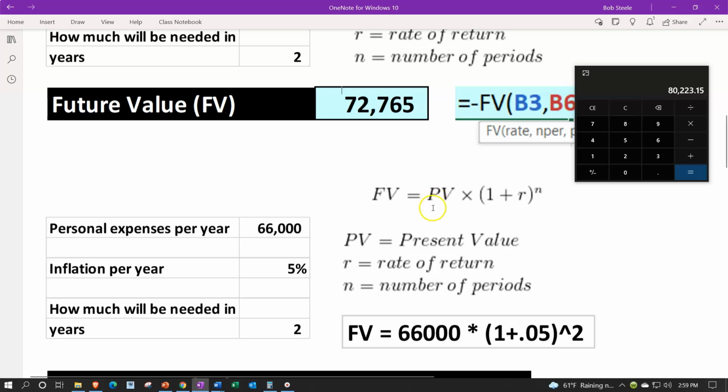72,765. Then we could do the same calculation with a formula, which you might have to do in a test question setting, where we have the future value equals the present value times 1 plus r to the n. This time we're actually solving for the future value, so we're using it to get the end result of the future value. So, straightforward calculation. Plugging that in, we'd have the future value equals the present value of 66,000. That's our starting point, times 1 plus r, which is 0.05 or 5%, to the number of periods, which would be 2. So we take it to the power of 2, and that should give us our result.